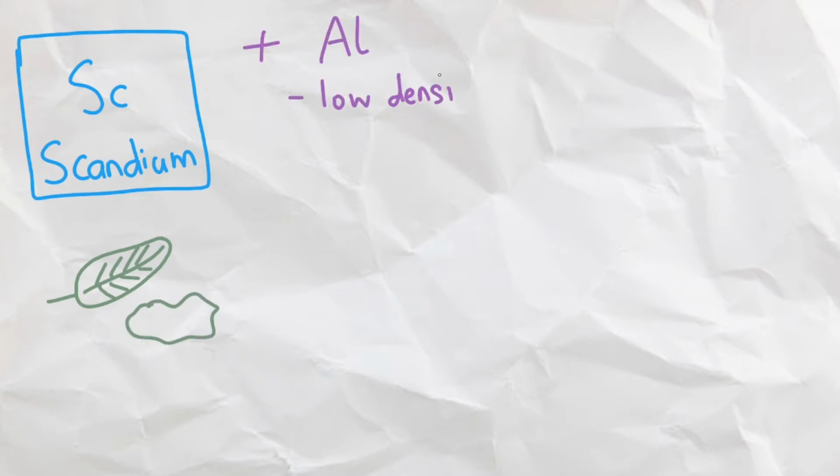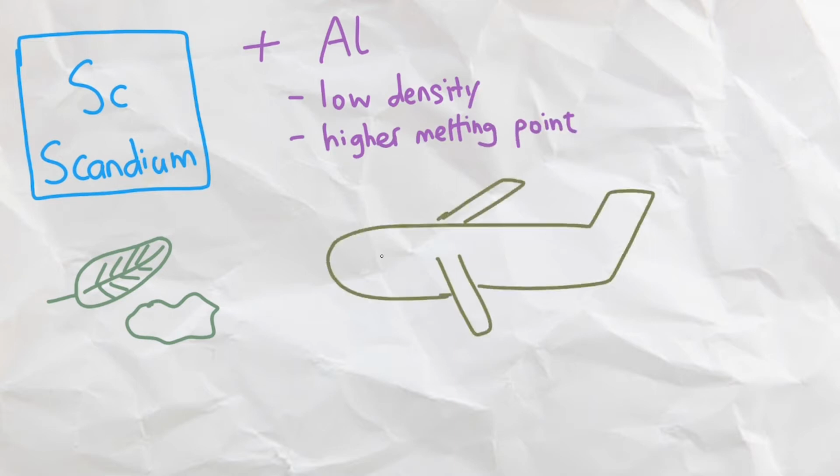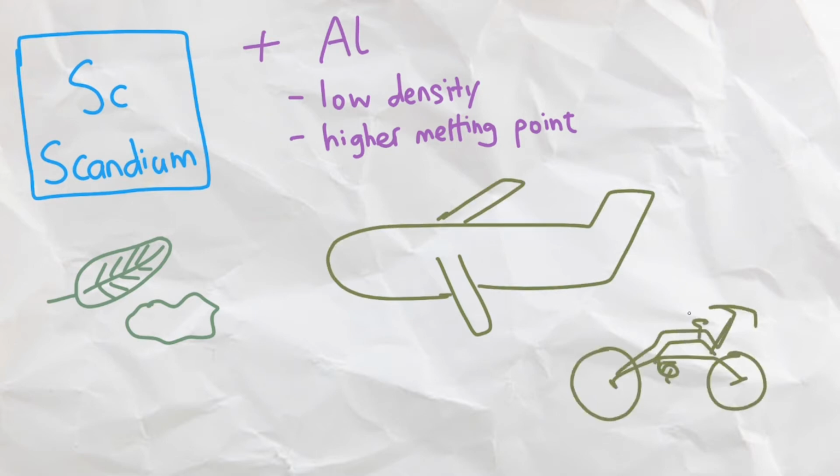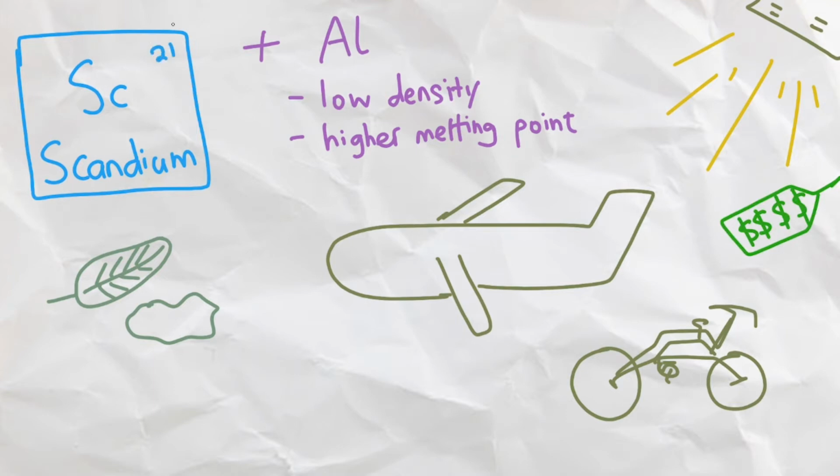To begin, we have Scandium, which is a soft and light metal that is used often in an alloy with aluminium. Scandium has a similarly low density to aluminium, but it has a higher melting point, making this alloy perfect for aerospace manufacturing, bicycle frames, and stadium lights, though this metal is quite expensive.